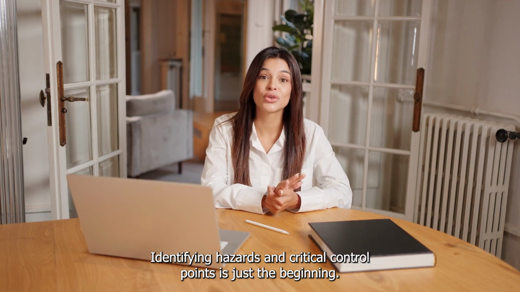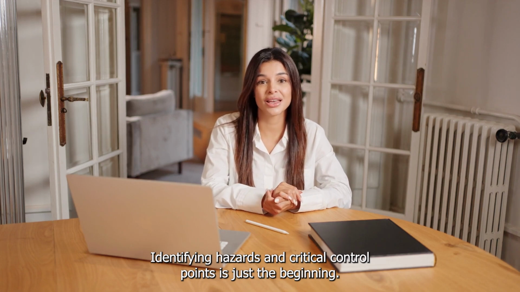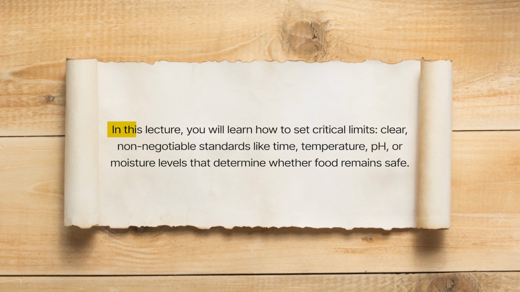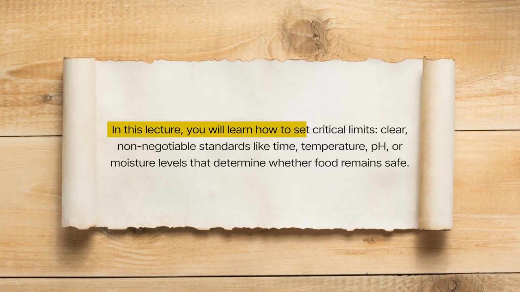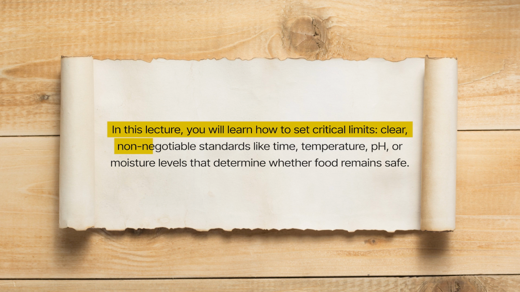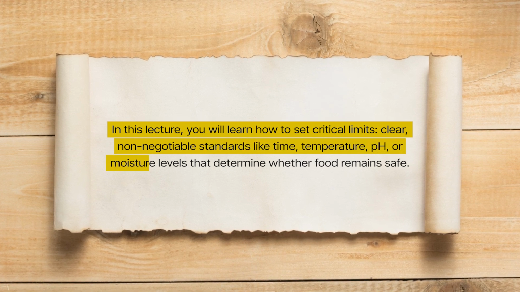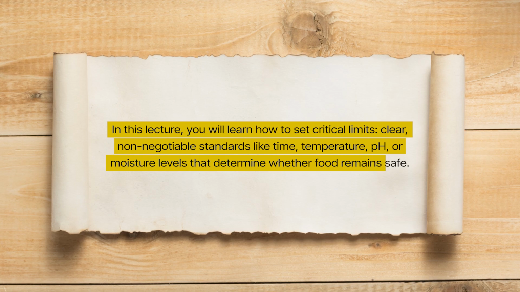Identifying hazards and critical control points is just the beginning. Now it's time to put safety into measurable action. In this lecture, you will learn how to set critical limits: clear, non-negotiable standards like time, temperature, pH, or moisture levels that determine whether food remains safe.